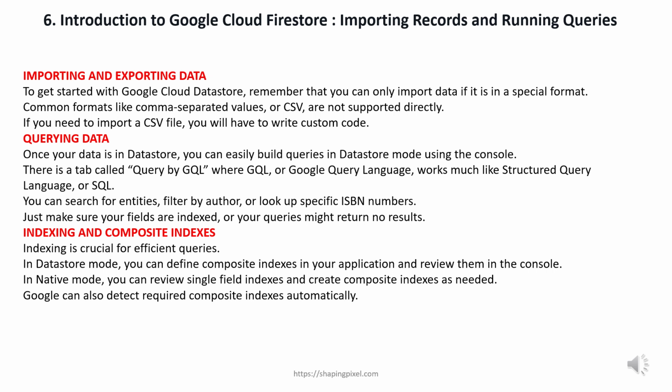Indexing is crucial for efficient queries. In Datastore mode, you can define composite indexes in your application and review them in the console. In native mode, you can review single field indexes and create composite indexes as needed. Google can also detect required composite indexes automatically. Now you know how to import, export, and query data in Google Cloud Datastore, as well as manage indexes.